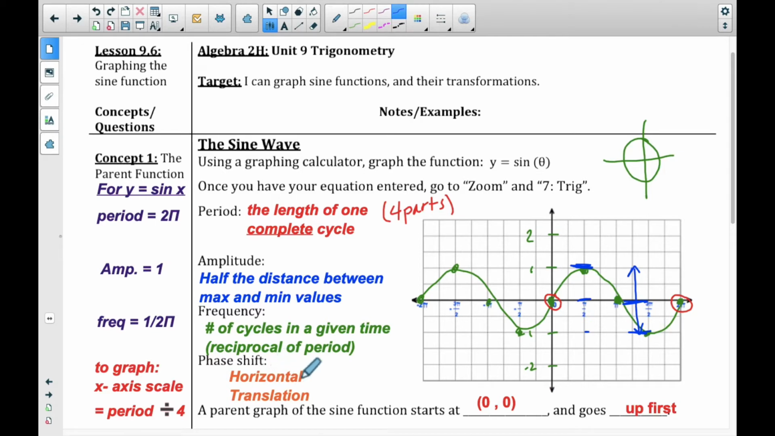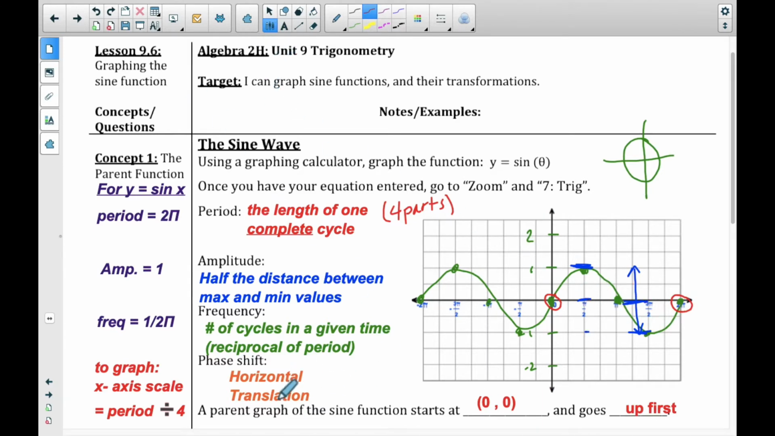Phase shift is just a fancy way of saying a horizontal translation. Let me show you, again, you don't have to draw this, but the parent function starts here, but there are other functions that maybe start here and go up, down, down, up. If that's the case, it has a phase shift. It has been translated over to the right 1 unit, or actually in this case, pi over 2 units.